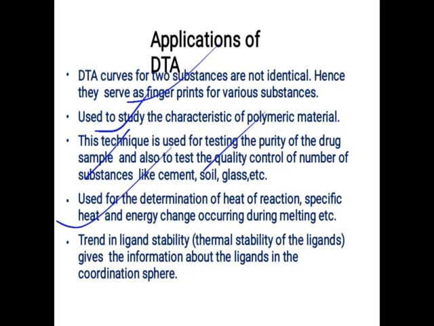Then we can use it for determination of heat of reaction, specific heat, and energy changes during melting. Okay, so an exothermic reaction has a different curve, and an endothermic reaction has a different curve. The heat of reaction, enthalpy, and entropy we can find out with the help of this DTA curve. Then the trend in ligand stability gives information about the ligands in the coordination sphere. Okay, so these are some important applications of differential thermal analysis.